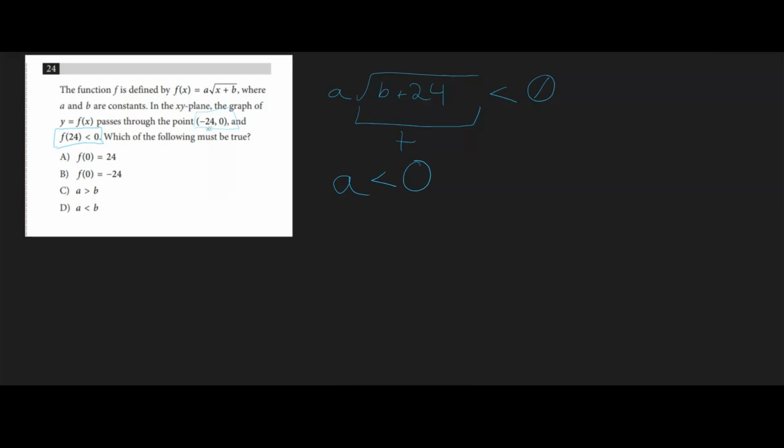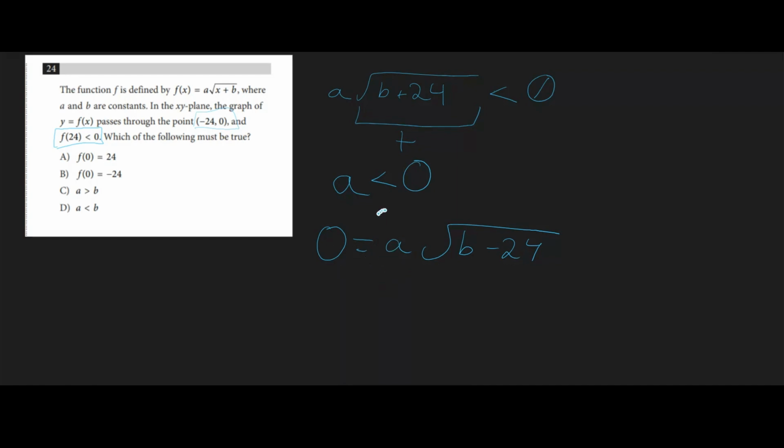Because we know that we have an x value and then we have a corresponding y value, or the output of the function at this value x. So when we write that out, that's going to look like 0 is equal to a times the square root of b minus 24. Again, I just flipped it to make it a little bit neater. So we know now that this is going to be equal to 0.